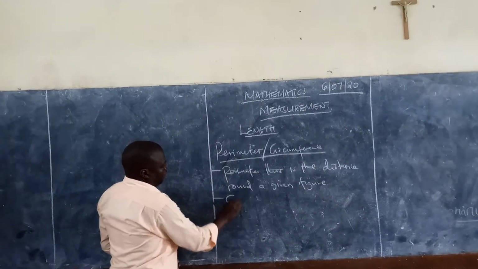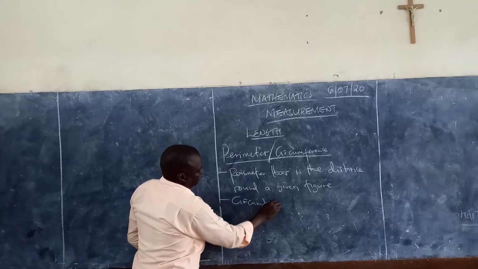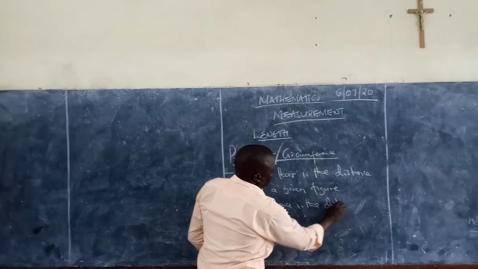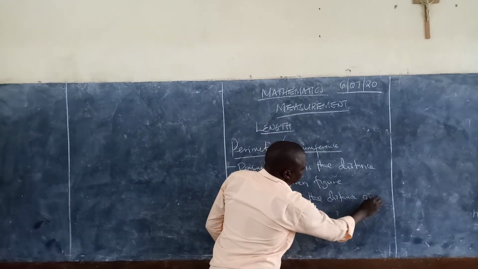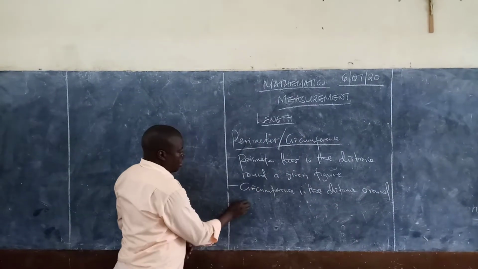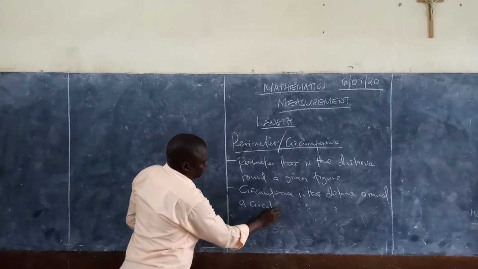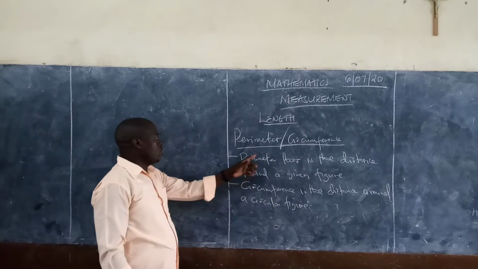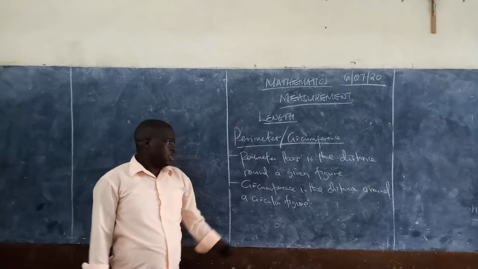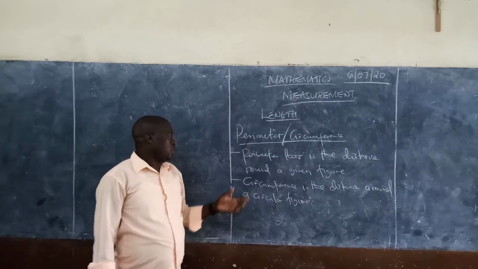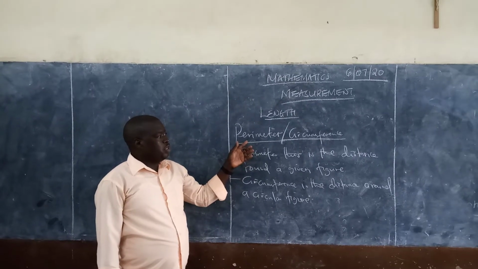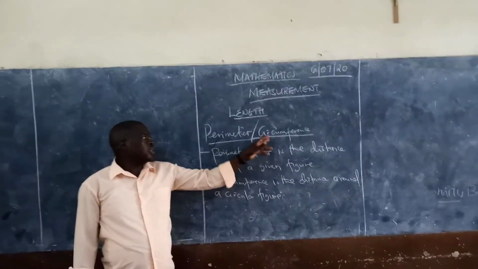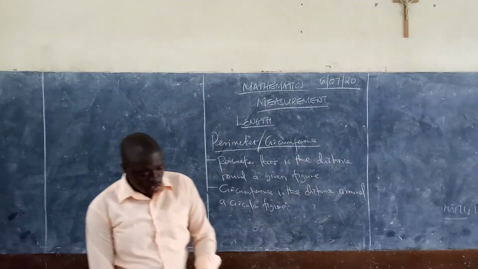Then circumference is the distance around a circular figure. So the difference between the two, that is the perimeter and the circumference: perimeter is the distance around a given figure, but when you talk of a figure that is circular, definitely we are referring to it as circumference.